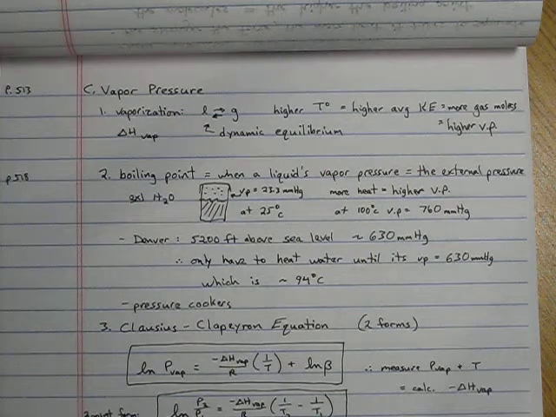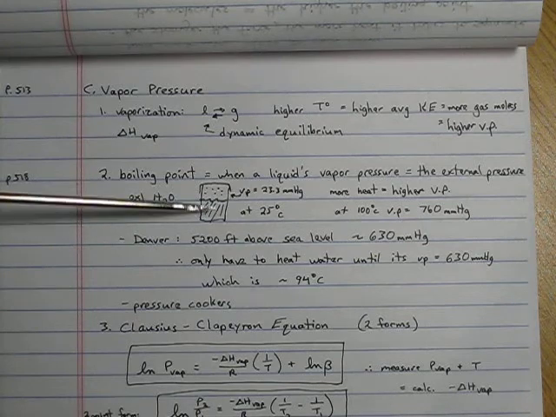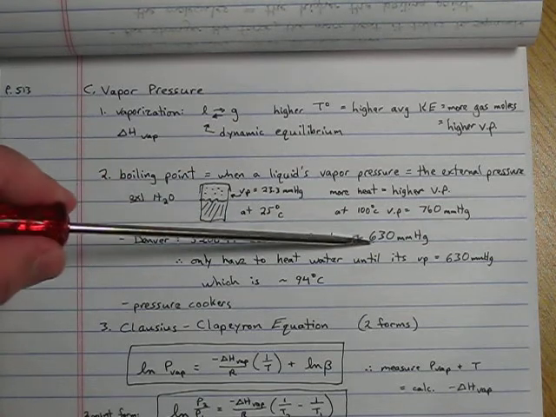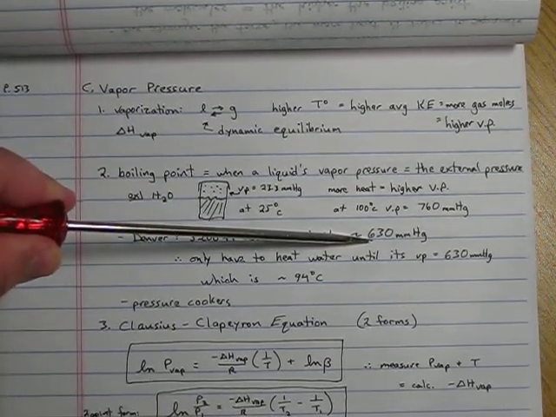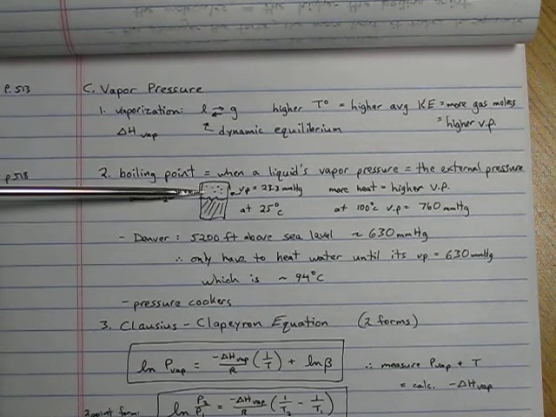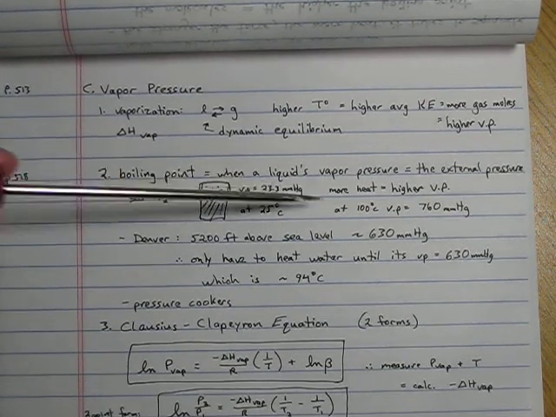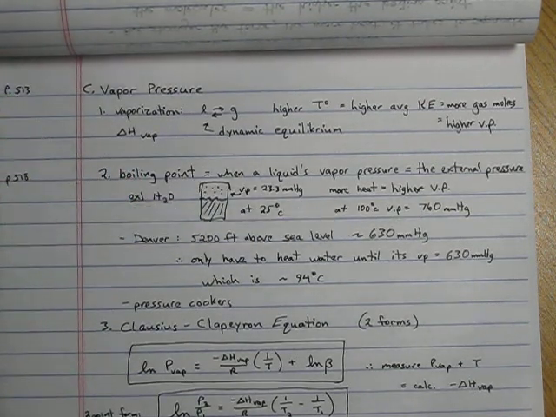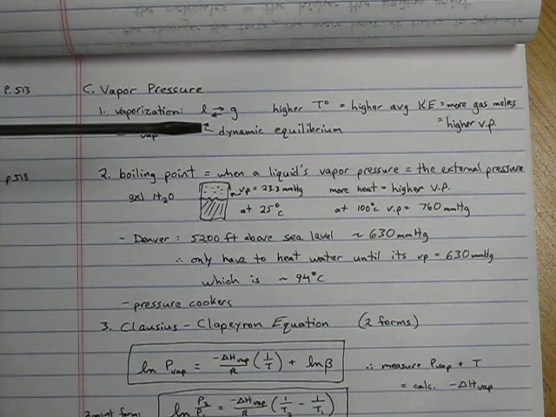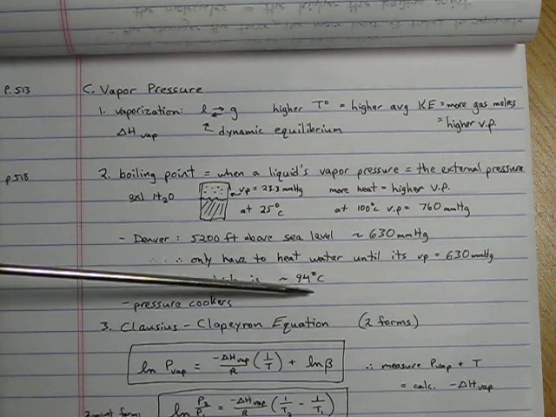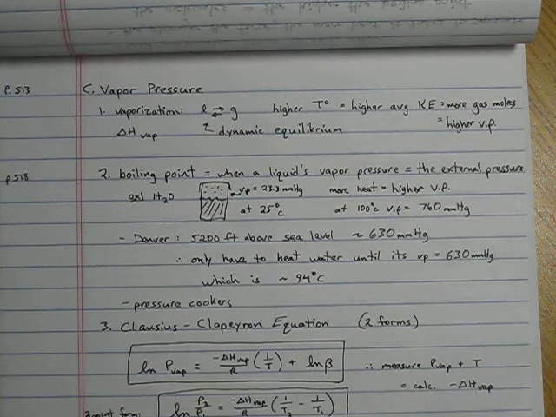What this means is how much heat you have to add to water to get this vapor pressure to be 630. Well, it takes less heat to get to 630 millimeters of mercury for vapor pressure compared to 760, which means water boils at a lower temperature. You don't have to add enough heat to get water to its vapor pressure. In fact, in Denver, water tends to boil at about 94 degrees Celsius instead of 100 degrees Celsius.